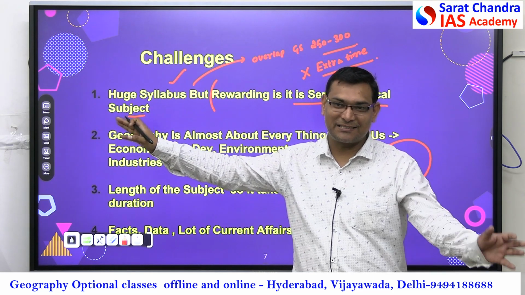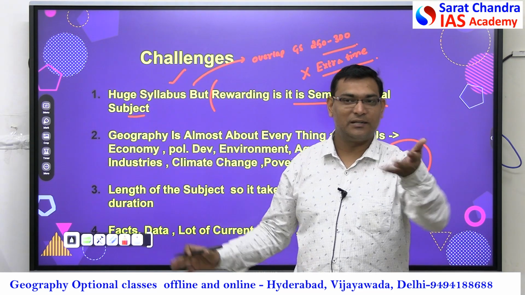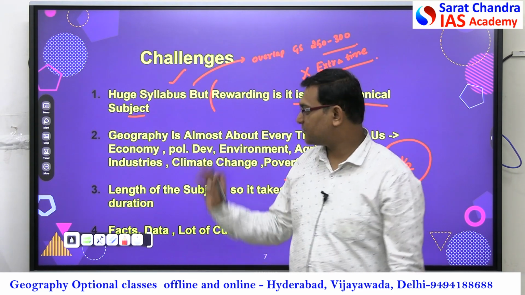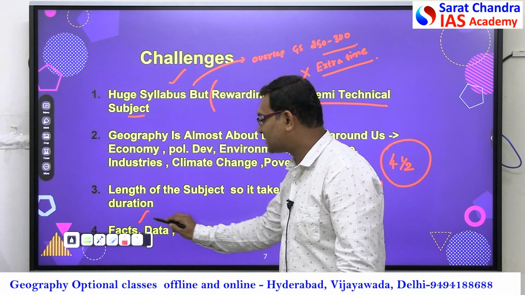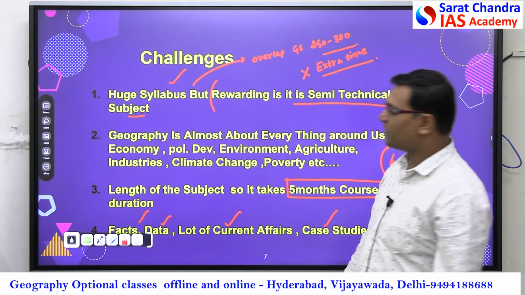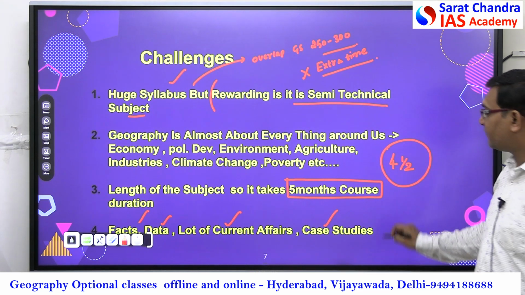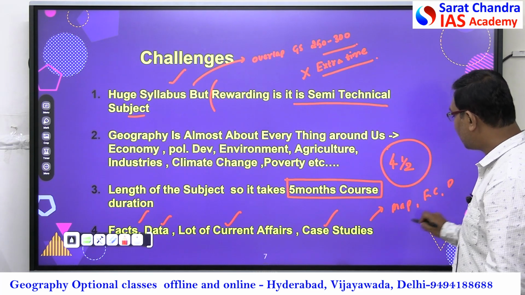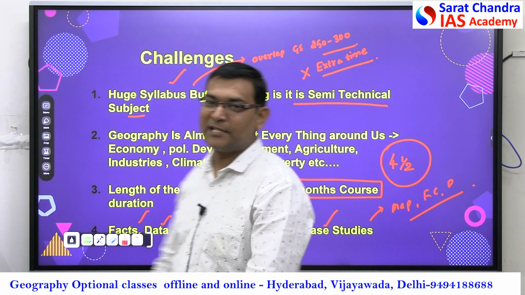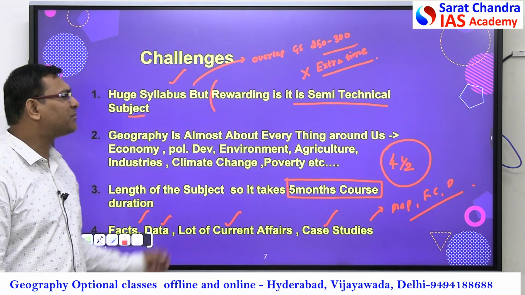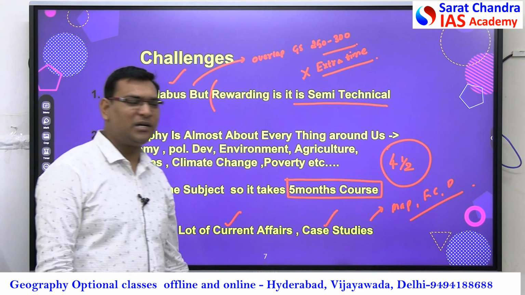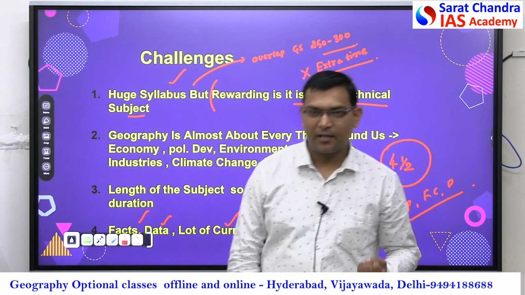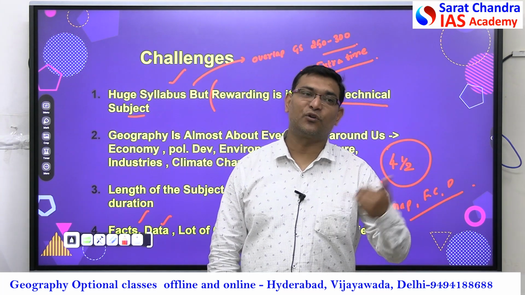It is unlike other subjects where just 10 or 20 topics are over. It is not like this. There are topics and subtopics also, and we need to cover everything. And sir, there are a lot of facts, data, current affairs, and case studies we have to remember. Yes, of course we have to remember them, but we can consolidate them through maps, flow charts, and diagrams. Answer over. Is this clear? These are some of the challenges, but they can be overcome once you get interest in the subject and get the concept. So this is the geography overview.